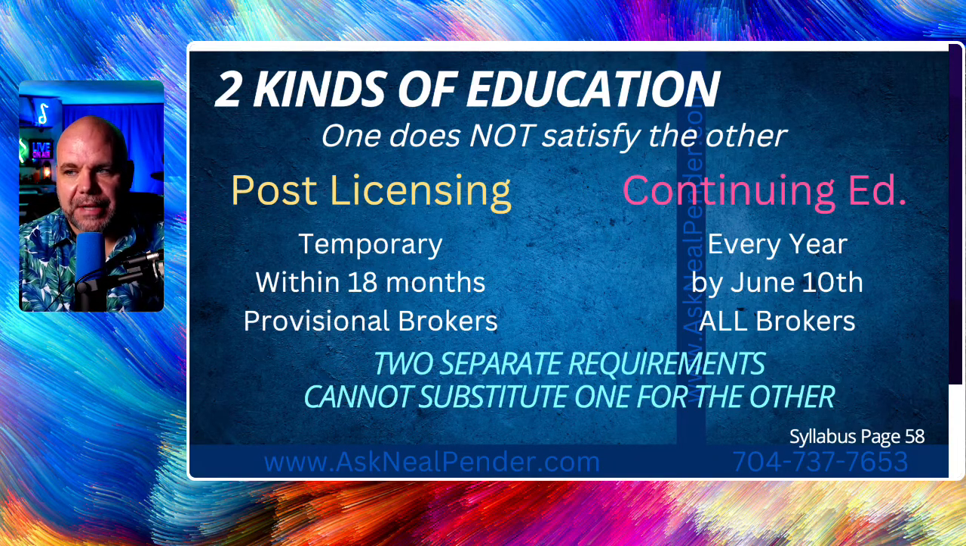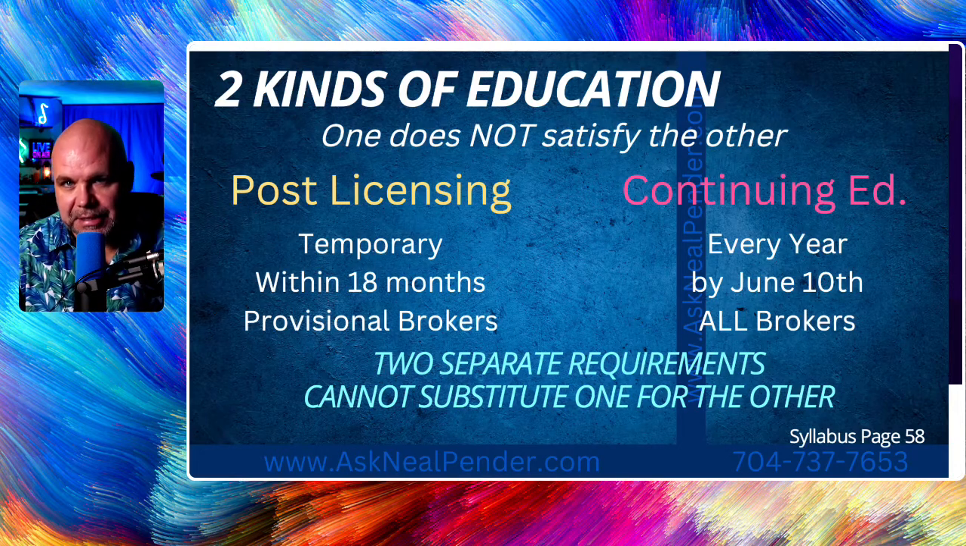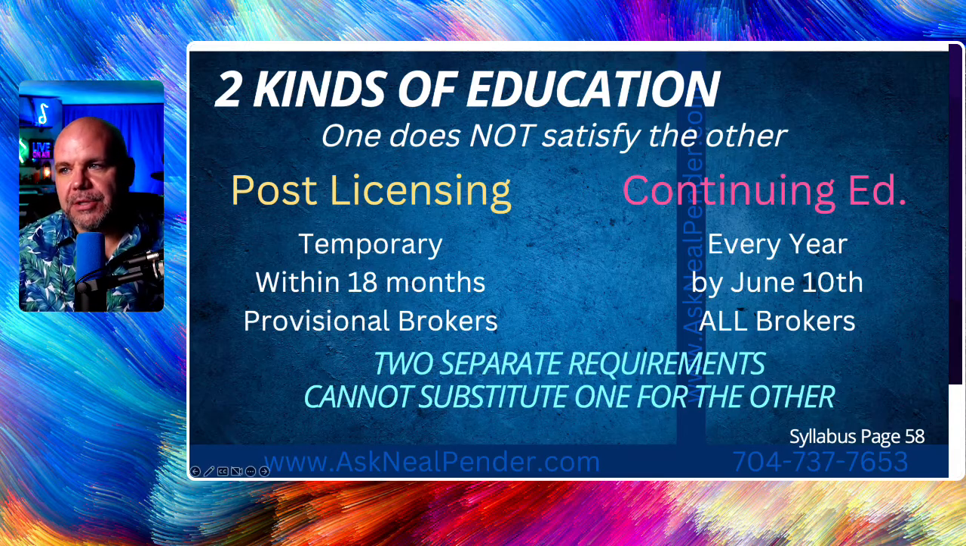Here's the testable thing. The post-licensing courses, you're going to have taken 90 hours, but none of those 90 hours will count toward any of your continuing education requirements. They don't cross over. And nothing you take for continuing education can count toward your post-licensing requirement. They are separate. You can't substitute them. So just remember that.